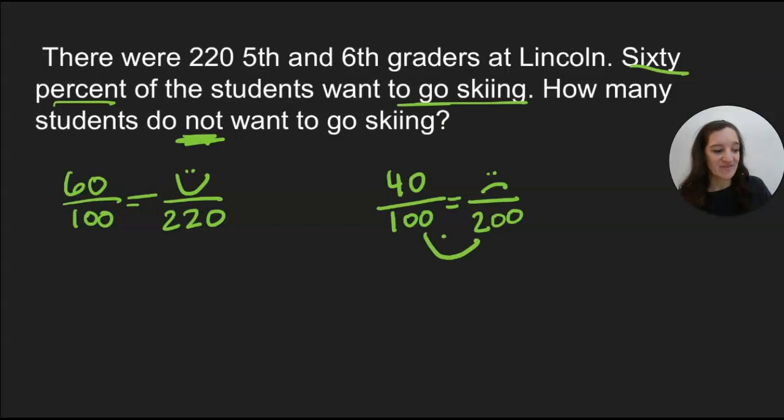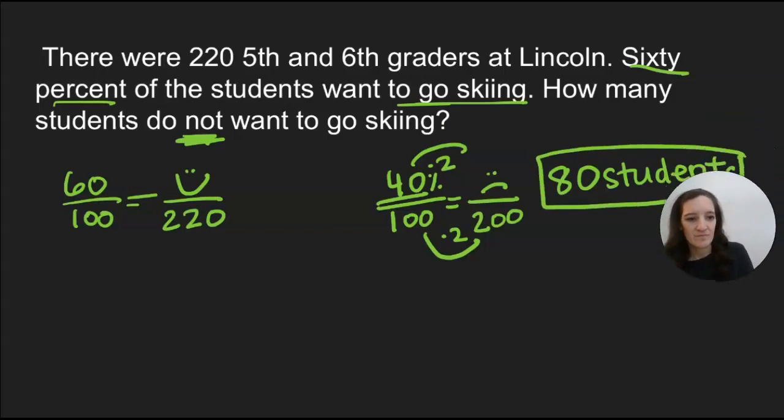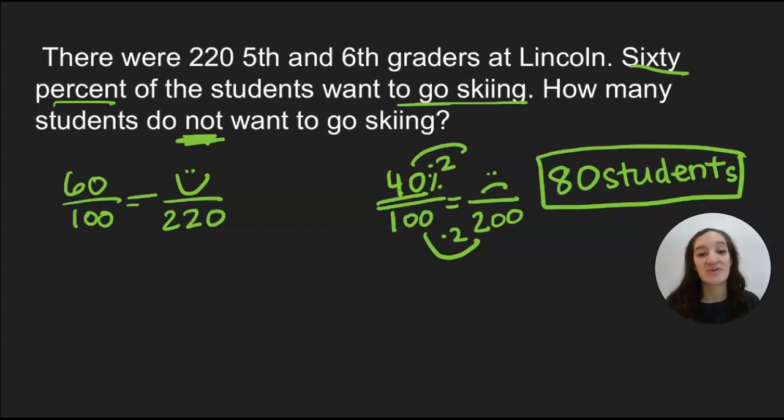So that's what I'm going to do. And I'm not going to simplify because there's already a relationship between 100 and 200. I'm just going to go straight with the times 2, and I'm going to say 80. 80%? No, we already know it's 40% that don't want to go. So that's the part of the whole 220 students that do not want to go skiing.